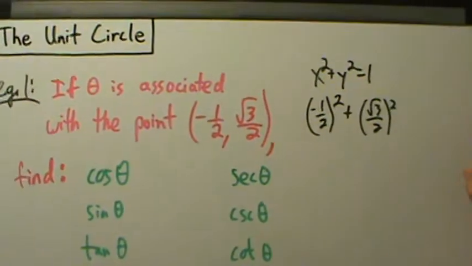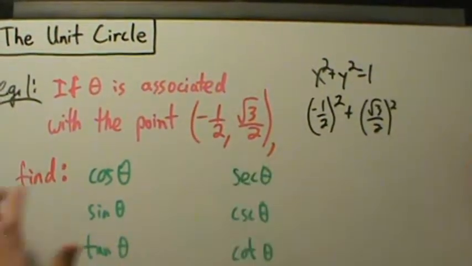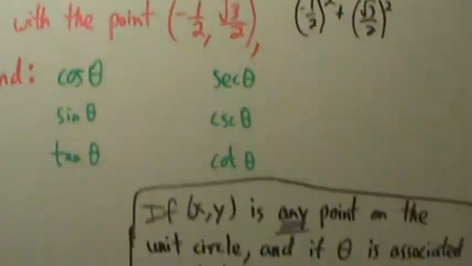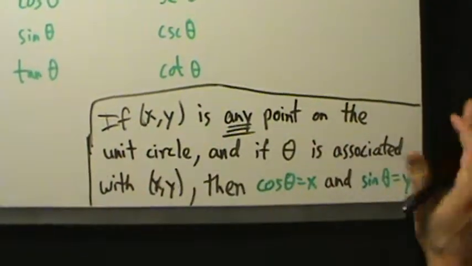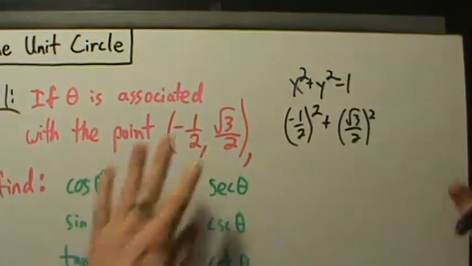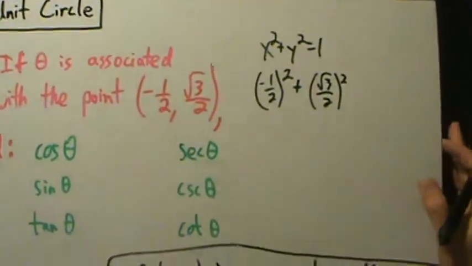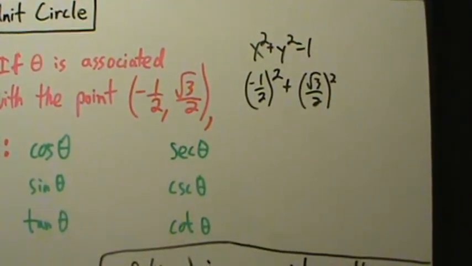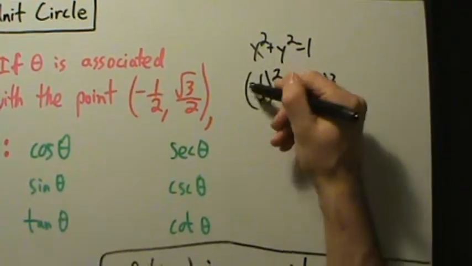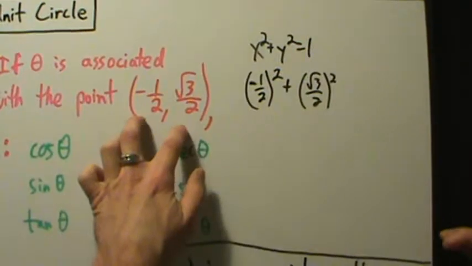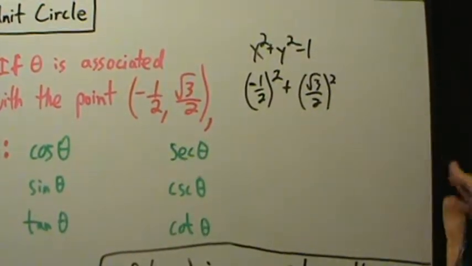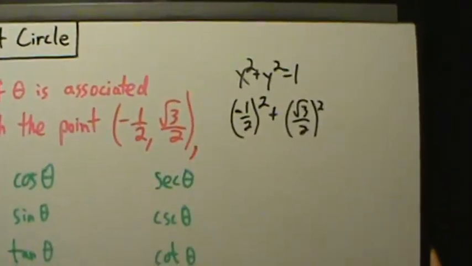Why are we doing this? Because we have to make sure that this point is on the unit circle, because if it is, then we can apply the definition that we just made. But if this point is not on the unit circle, we have to do something else. We haven't talked about what to do yet, so we're only going to pick points on the unit circle, but I want to get you in the habit of checking whether a point is on the unit circle if you want to directly apply this.